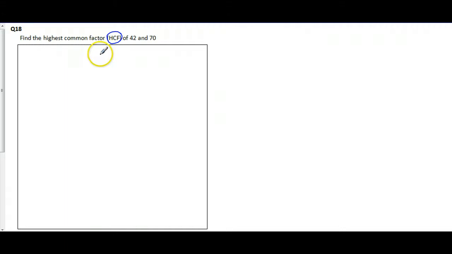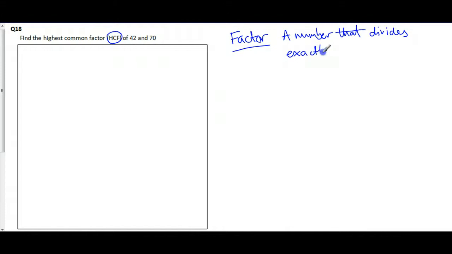So we can be smart and say, well, we know that H stands for highest common factor. Well, obviously, that depends on our knowledge of what factor means. And it's a number that divides exactly into another. So let's have a look.